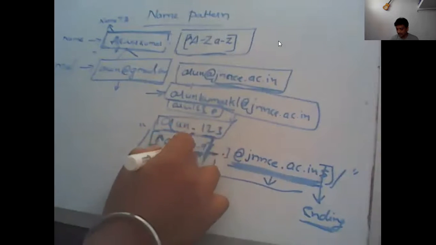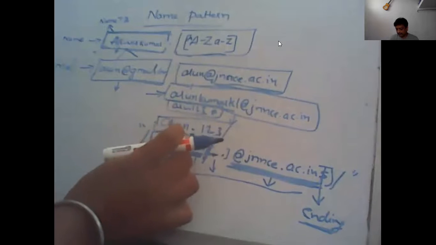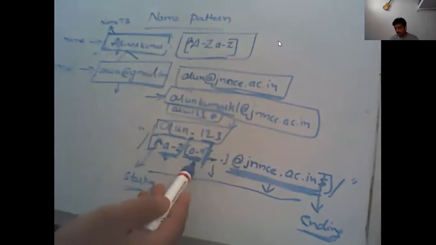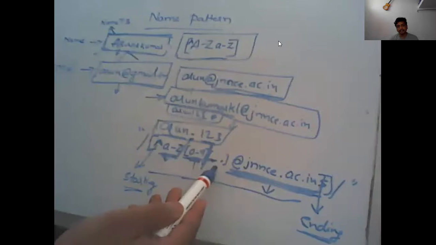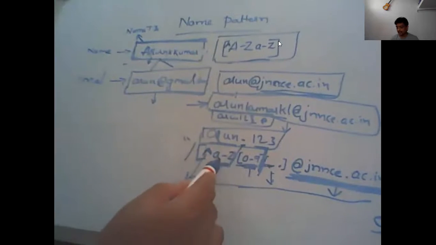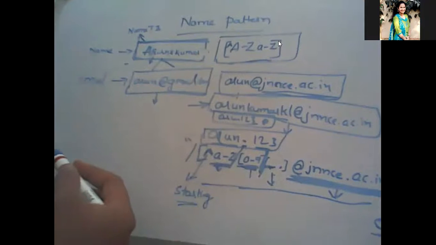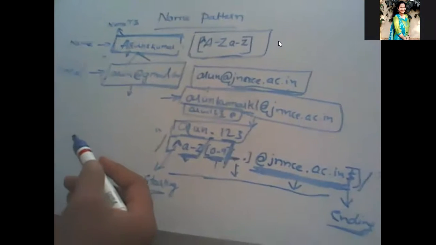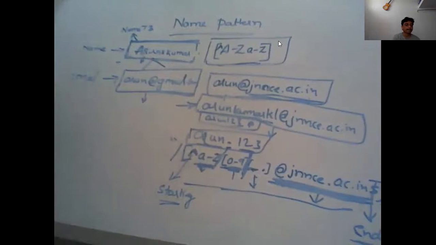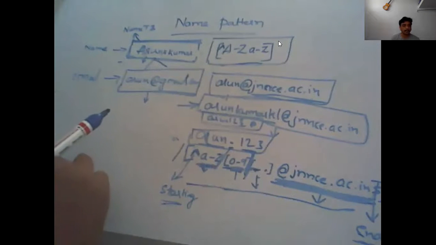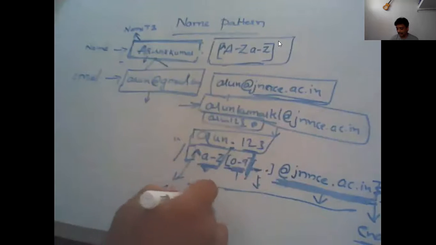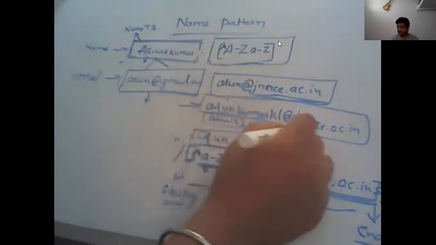The slash indicates that after this name it can have the numbers, or it can have the special characters. Clear? Is that clear? Yes sir. Saurabha? Yes sir. Okay. Any doubts? Anybody? Any doubts? Okay, this is regarding the email ID of JNNC.